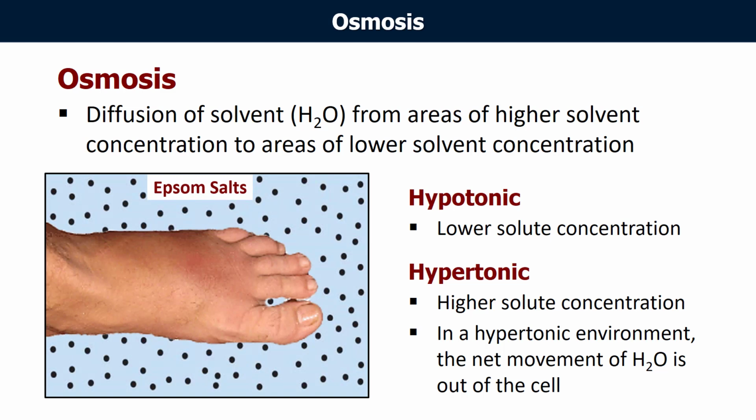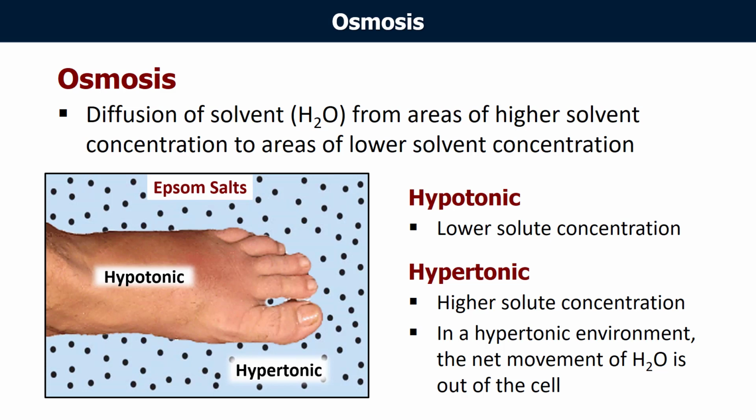Epsom salts, by the way, are called magnesium sulfate. It's a type of substance. And it's easy to make a gradient because you don't have much magnesium sulfate, really you don't have any, in your body. So it's easy to create a gradient. So out in my foot is the hypotonic, the low solute, really none. And in the tub, it is hypertonic, the high solute.